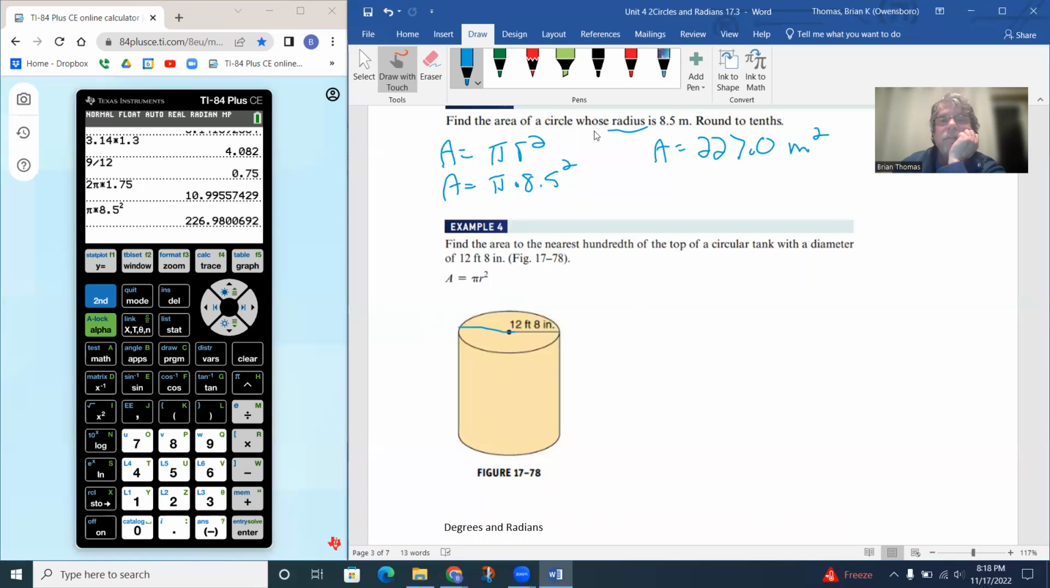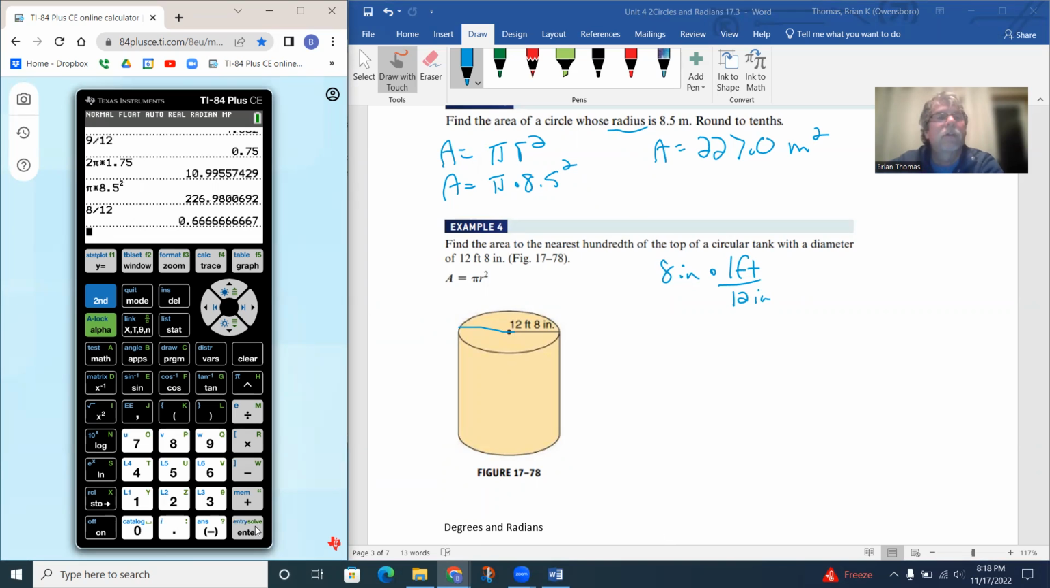But again, we probably want to convert this to feet. So the 8 inches has to be converted. So it's going to be 1 foot for every 12 inches. So again, I just have to divide that by 12. So 8 divided by 12 is going to be 0.667. So this is going to become then 12 point, and we'll carry this out 4 decimal places, 6, 6, 6, 7. We're not really wanting to round early.